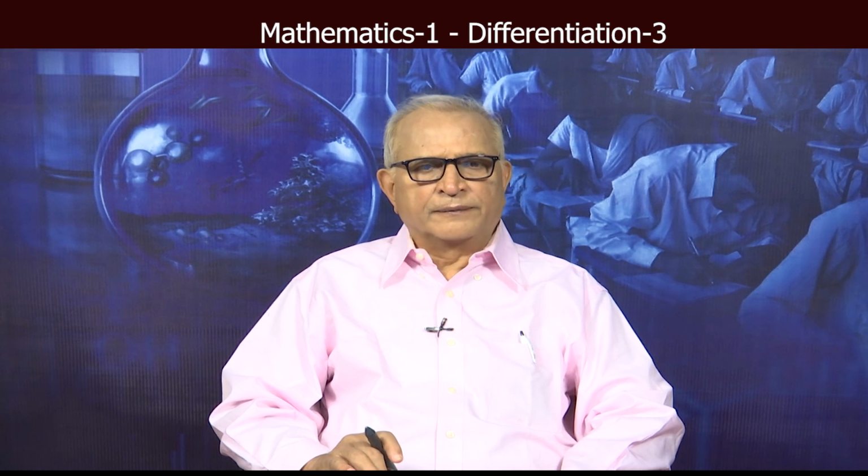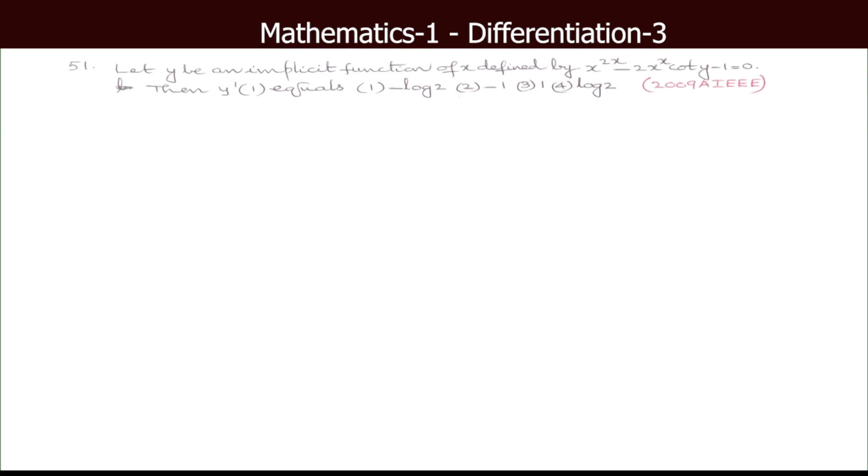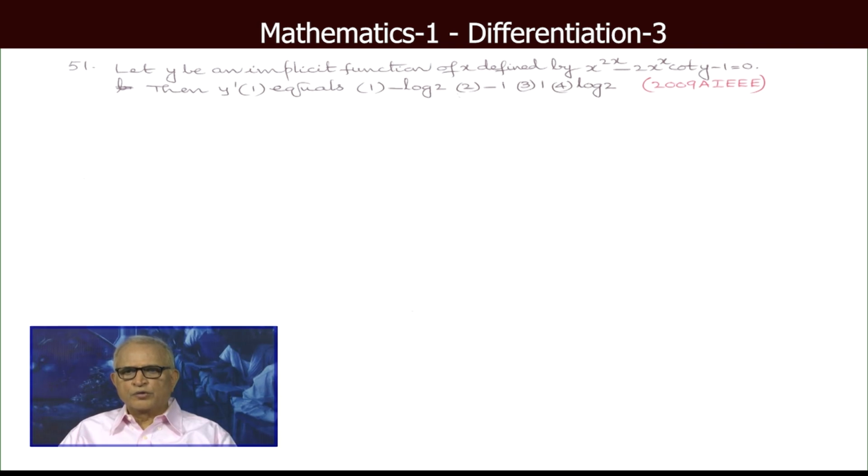Question number 51. Let y be an implicit function of x defined by x power 2x minus 2 x power x into cotangent y minus 1 equal to 0. Then what is y dash 1? 2009 EAPCET. So, it is an implicit differentiation. So, let us differentiate term by term and then evaluate the derivative at x equal to 1.